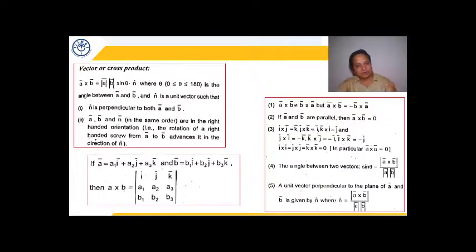If a vector A is given as A1i plus A2j plus A3k, and another vector B is given as B1i plus B2j plus B3k, then A cross B is the determinant with rows ijk, A1 A2 A3, B1 B2 B3. In this manner we calculate A cross B. It's again a vector quantity.